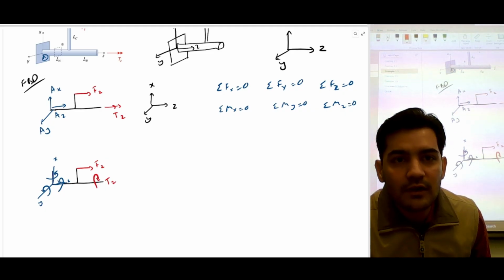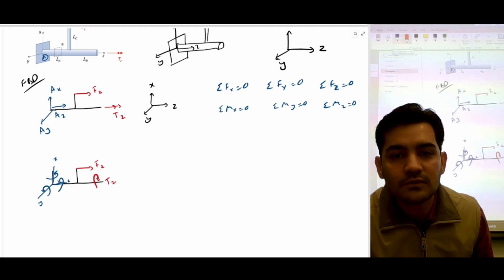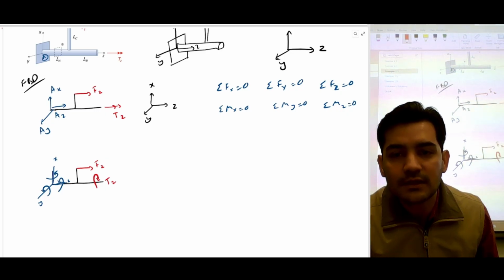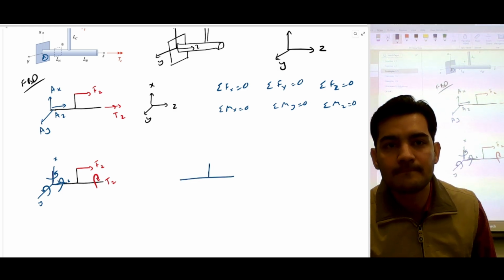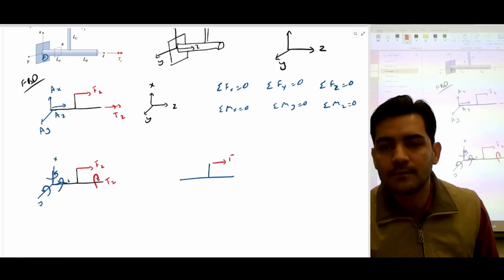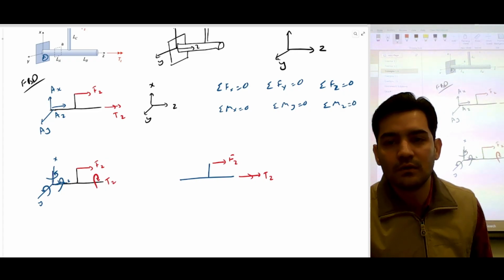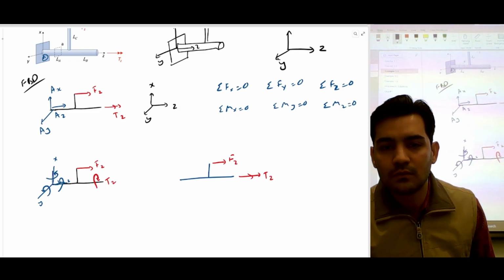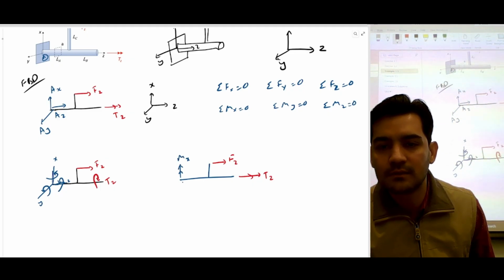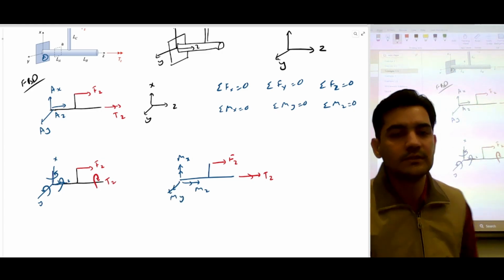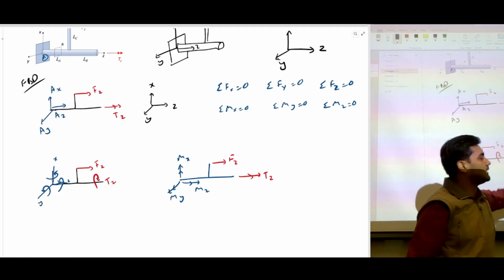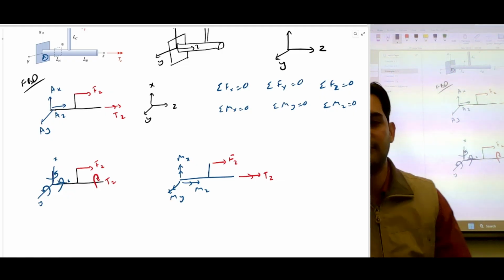Or you can make your life easy, or you can also write this in a different way. That's the force Fz, and that's the torque Dz. That's the moment along the x-axis. That's the moment along the z-axis. That's the moment along the y-axis. So either you can draw it this way, or you can draw it this way. Either way is fine.